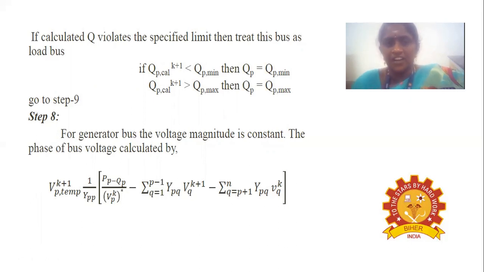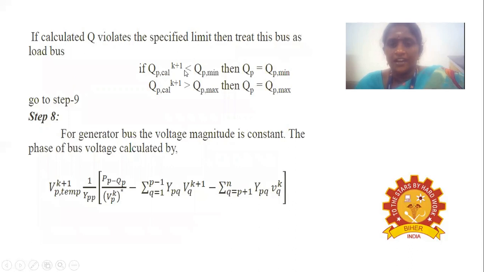Okay. If it violates the limit, then you have to consider: if the calculated reactive power is less than its minimum value, then QP equals QP minimum. Whatever the minimum value is given, you take that. Then if it is more than the maximum limit, that maximum value you have to consider. After that, you have to go to the 9th step.